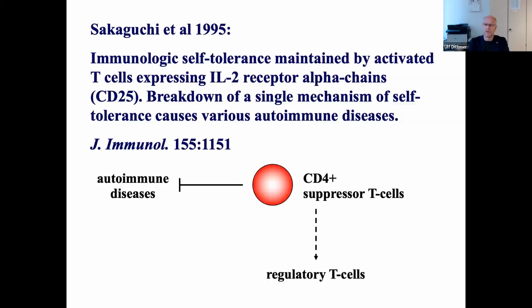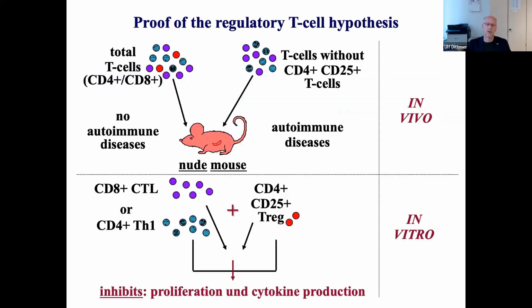And his first paper in 1995 opened a whole new area of research. And then a lot of people jumped on this topic, and now we have thousands of papers on regulatory T cells. So what did Shimon Sakaguchi do?